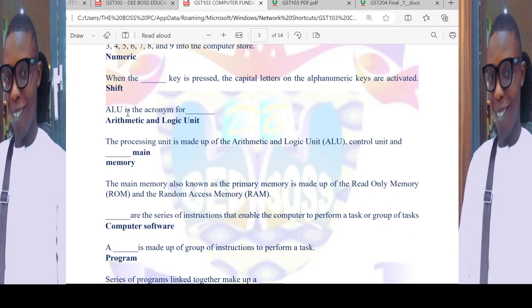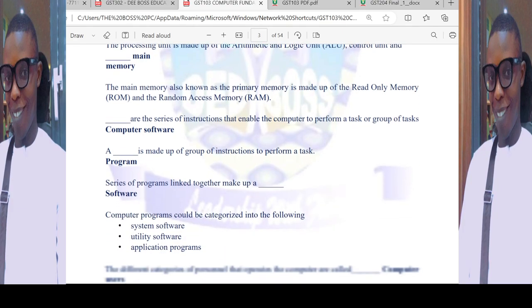And ALU is the acronym for Arithmetic and Logic Unit. The processing unit is made up of the arithmetic and logic unit, the control unit, and the main memory. The main memory, also known as the primary memory, is made up of the read-only memory, ROM, and the random access memory, RAM. Computer software are the series of instructions that enable the computer to perform a task or group of tasks, as I just told you earlier. A series of programs linked together make up software, while a program itself is made up of a group of instructions to perform a task. So programs make up software.